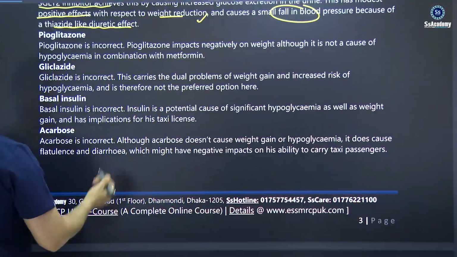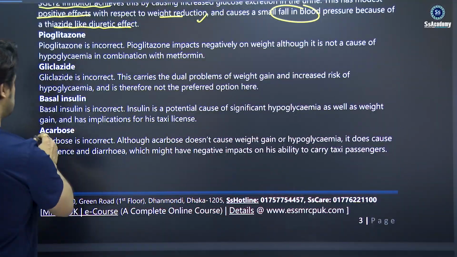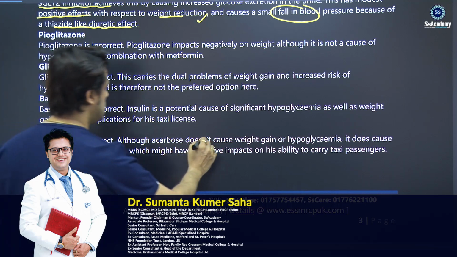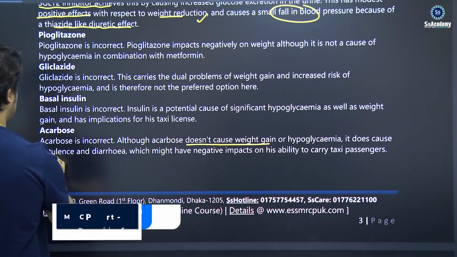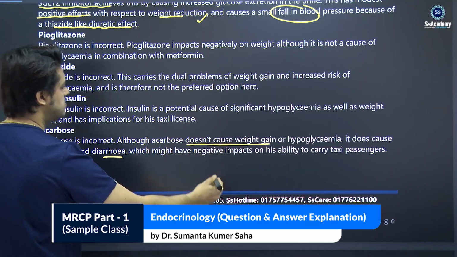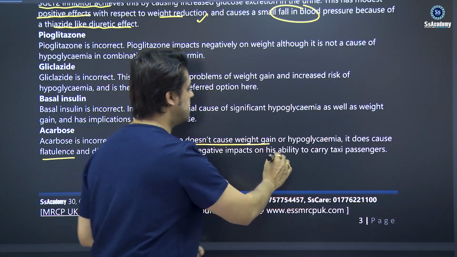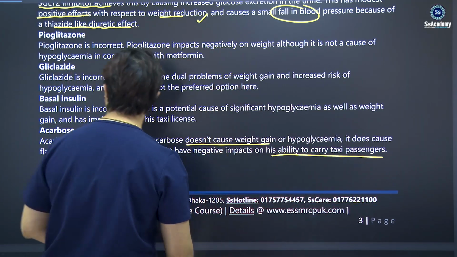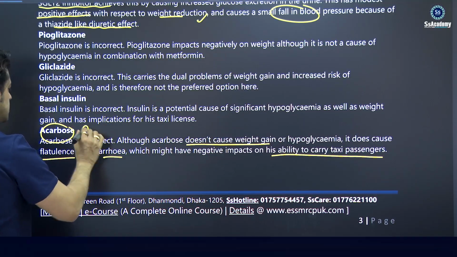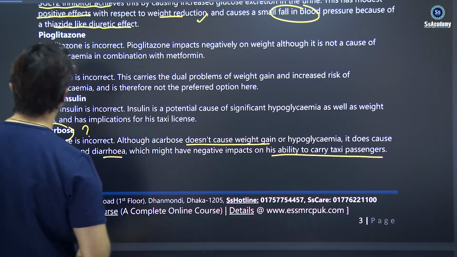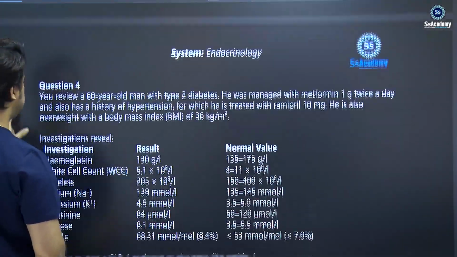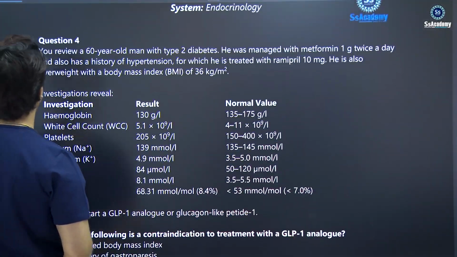Other drugs can cause weight gain. Regarding acarbose, it also doesn't cause weight gain or hypoglycemia. It does cause flatulence and diarrhea, which might have a negative impact on his ability to carry taxi passengers. Regarding acarbose, if you have any doubts, my dear, we are not using that much acarbose. Yes, this is important. So empagliflozin will be the best option, my dear.